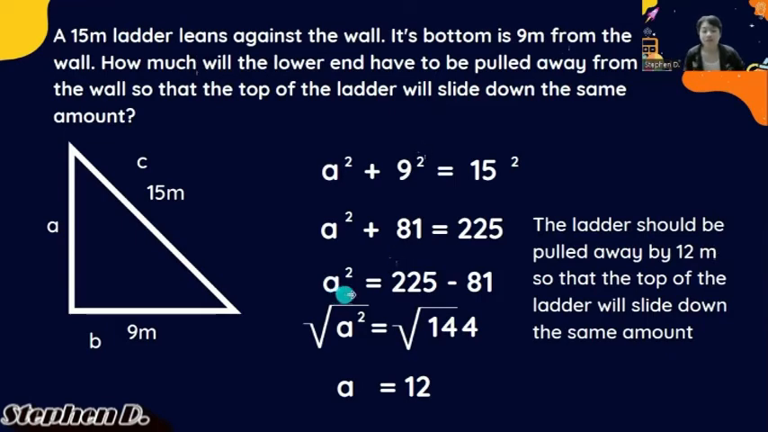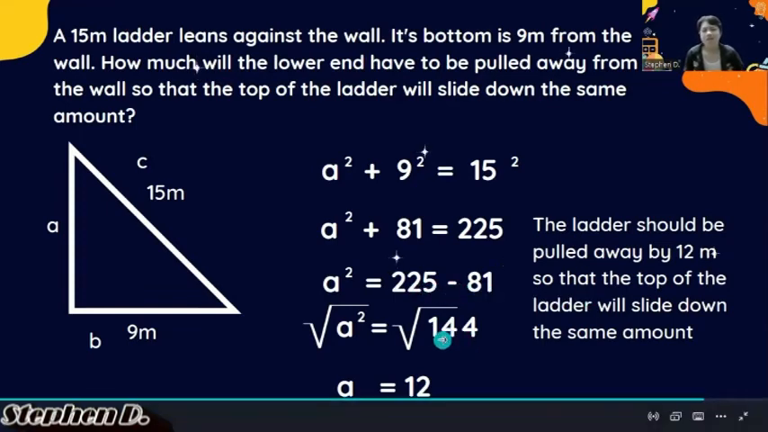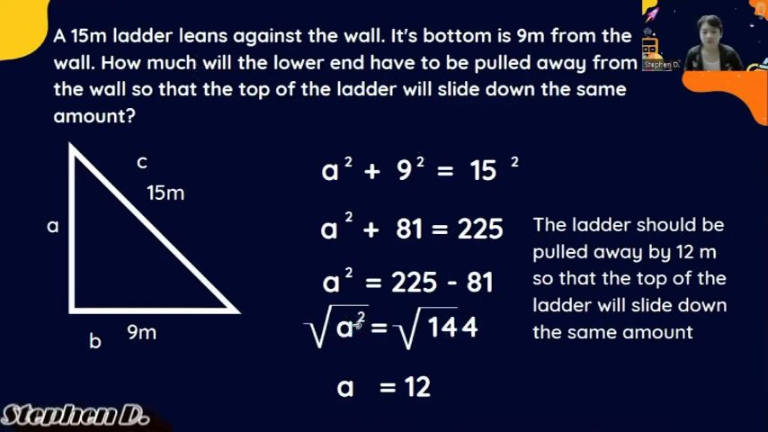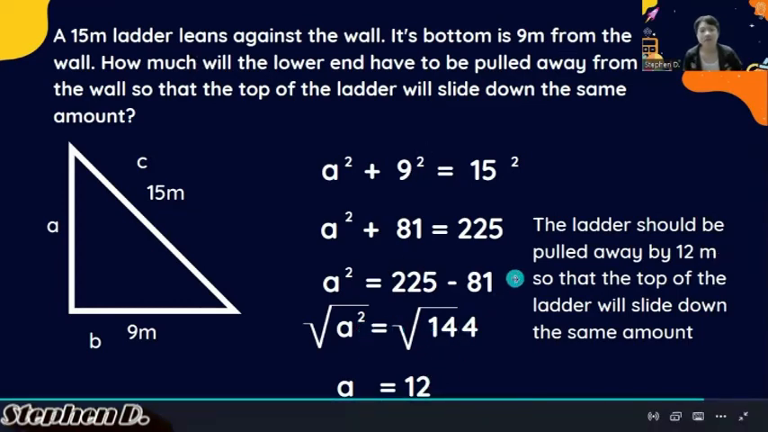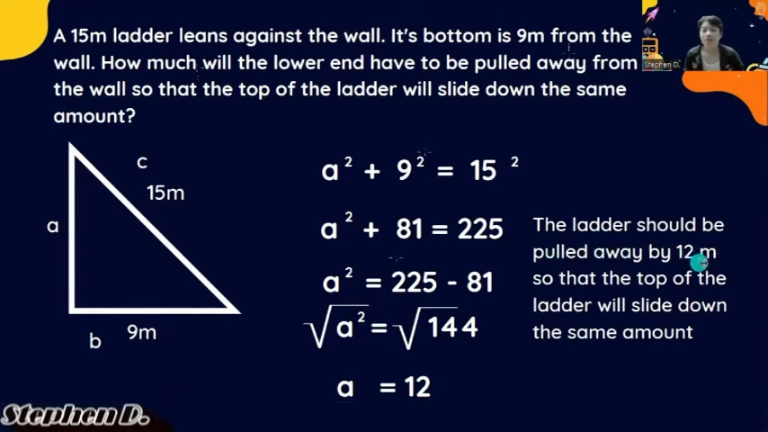Then we transpose 81. That's why we got a squared is equal to 225 minus 81. And then when we subtract that, we'll get 144. So we can use extracting square roots, extract both of the roots, and then we will get a is equal to 12. Then we restate our problem. The ladder should be pulled away by 12 meters so that the top of the ladder slides down the same amount.